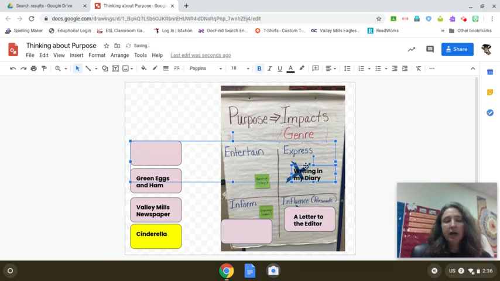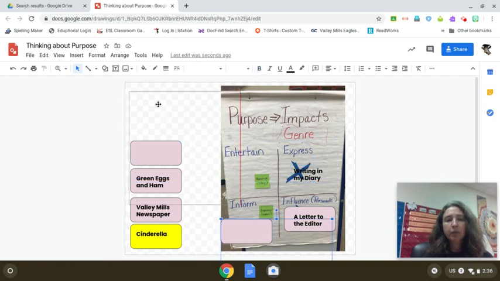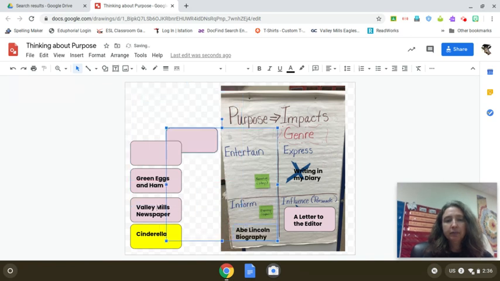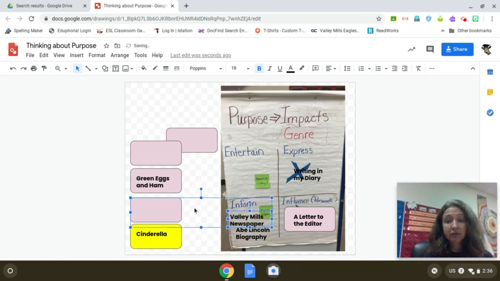All right, how about the Valley Mills newspaper? Where would that go? Okay, that would go under inform, right? Because inform is facts. So the Valley Mills newspaper is usually full of facts. It does sometimes have other things in there. But the main purpose would be to inform.